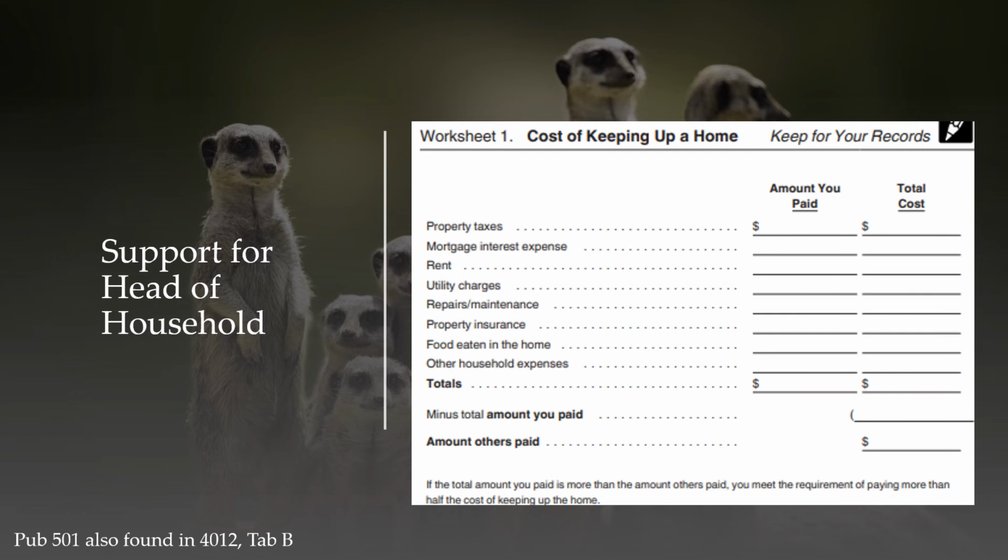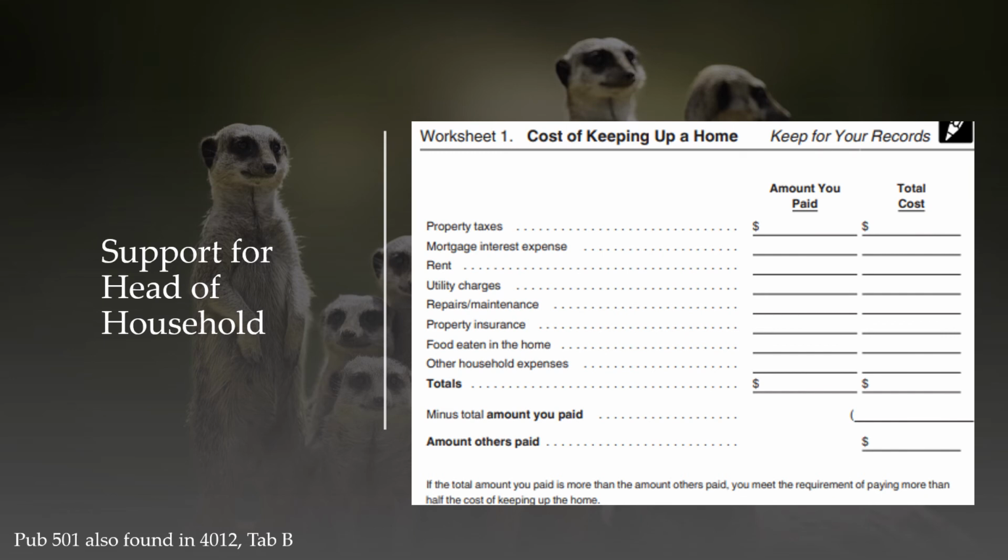In Publication 501 and also in Publication 4012, Tab B, there is a worksheet. I suggest using the one in the 4012 because it has a little more instruction about some of the caveats with filling out the worksheet correctly. This comes from Publication 501. I put it here because it's a little more succinct, but just so you can see that it has a list of types of expenses that count towards household support.